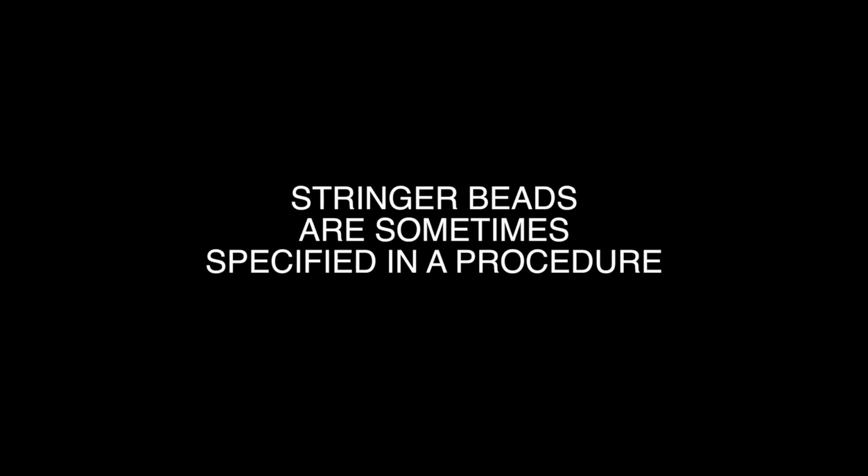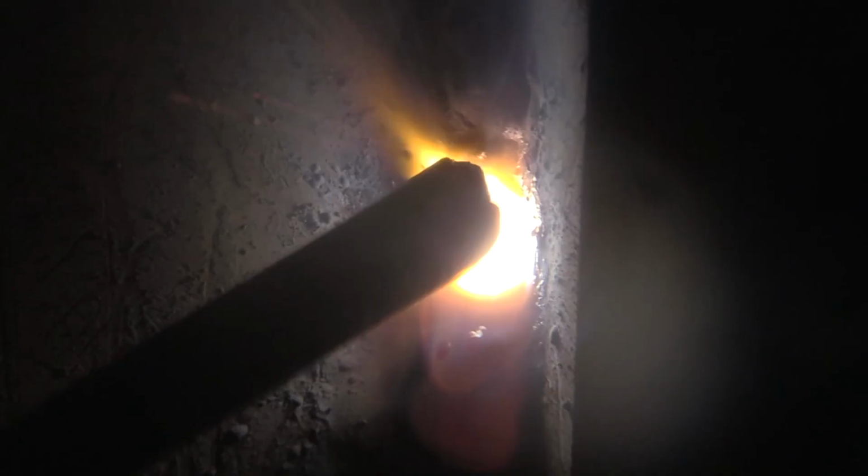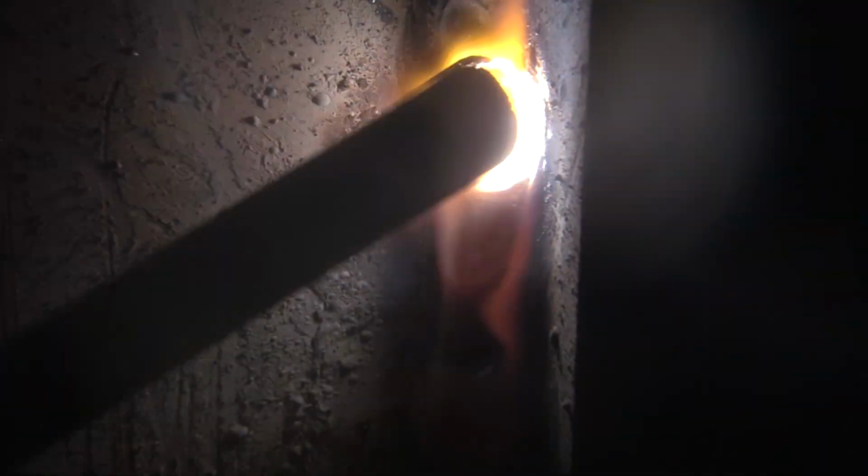All right, in just a second, when this is done, we're going to weld the second half with 2 more stringer beads. So we're going to stack 2 stringers over that first root, and the reason is because sometimes stringer beads are specified in a welding procedure. And if stringer beads are specified, then stringer beads is what you need to do, whether it's on a welding test or on production parts. There's a reason for it.